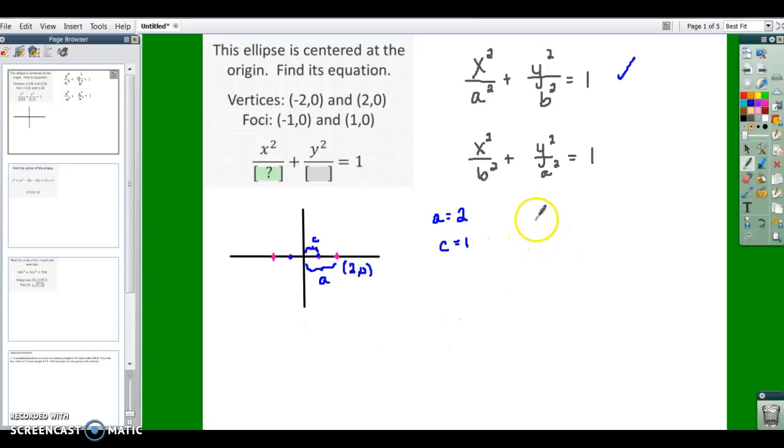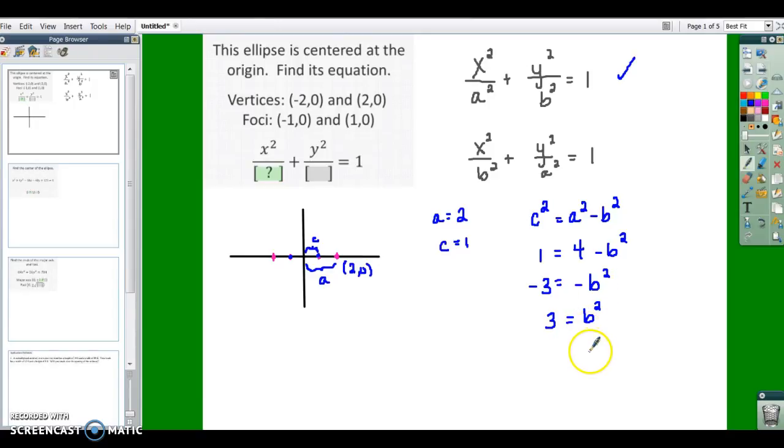Remember that we also said to find the foci, we would use the formula c squared is equal to a squared minus b squared. Well, I have c and I have a, so I can easily find b. c squared would be 1, a squared would be 4. So I have 1 equals 4 minus b squared, which means that negative 3 is equal to negative b squared, which means that b squared is equal to positive 3.